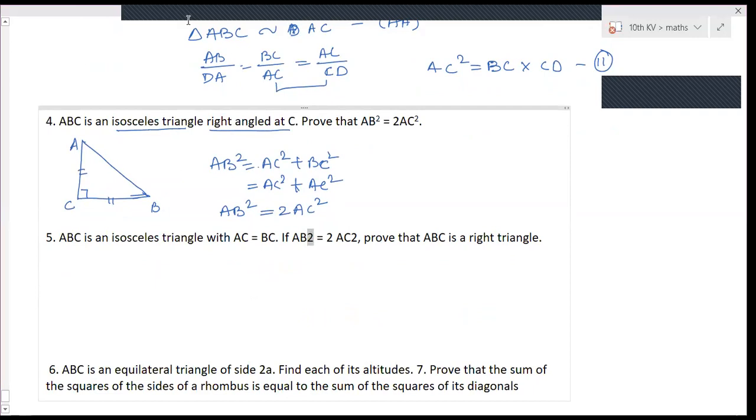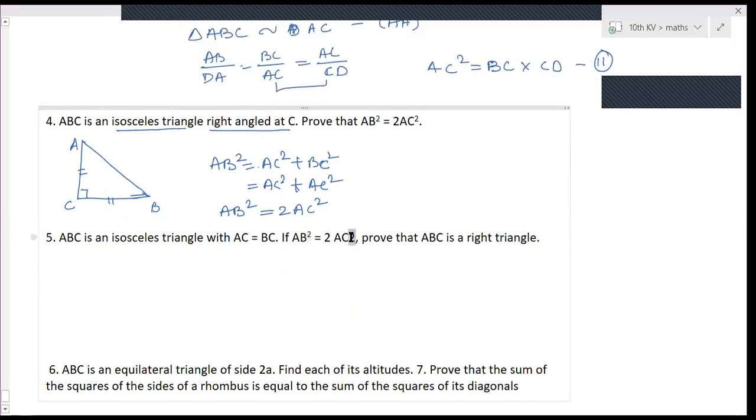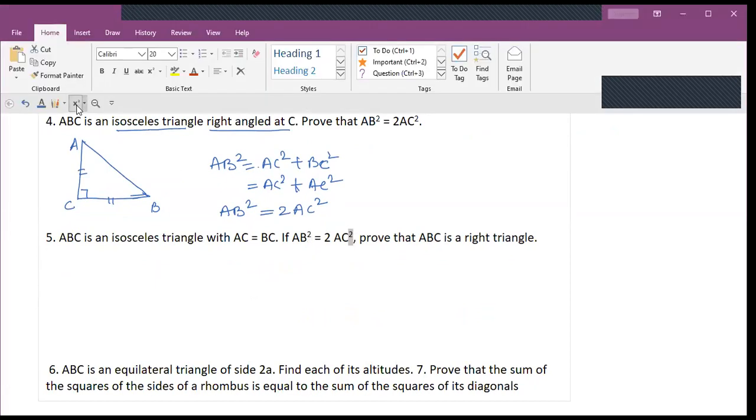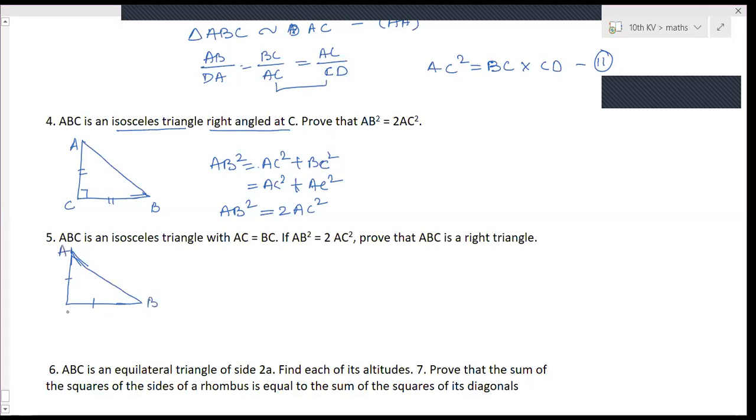Similarly, the next one is also the same thing. ABC is an isosceles triangle with AC and BC equal. Anyhow we have to prove it is a right triangle, so therefore draw this. AC and BC are equal. This is C, we have to prove it is 90 degrees. So AC and BC they have given equal.